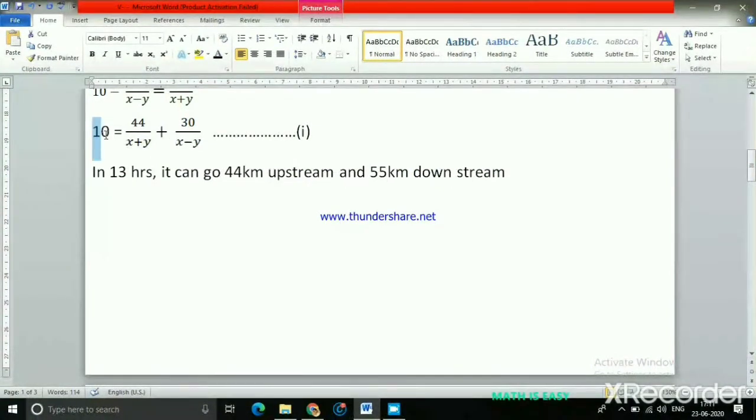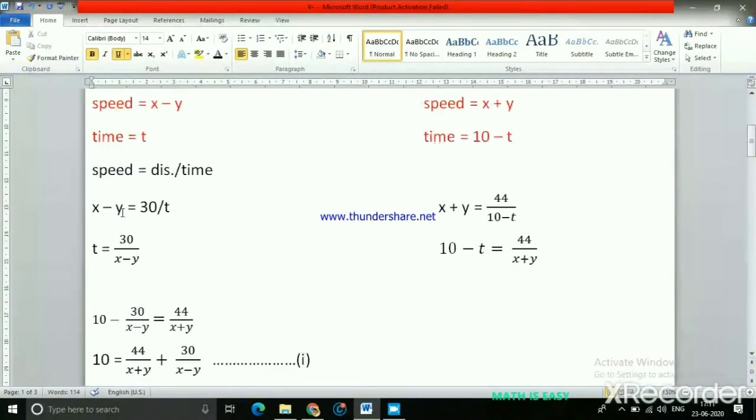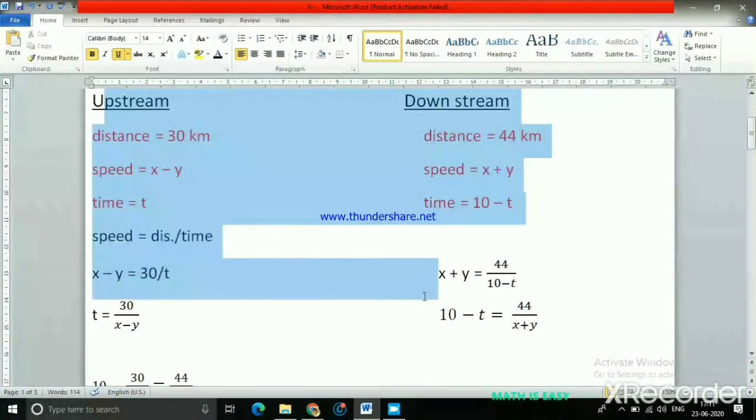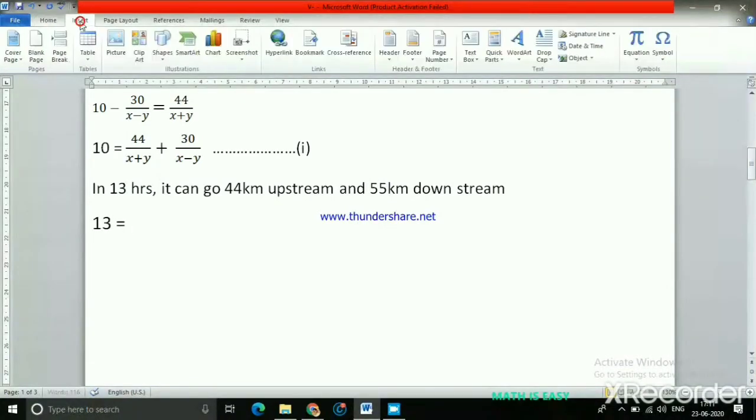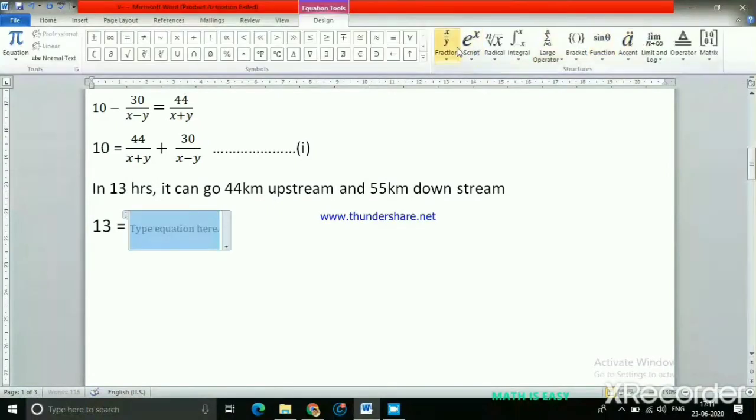So time 10 hours equals 44 km downstream. Here x plus y is the downstream speed, and 30 km upstream, and speed is... So according to this, instead of writing this whole story every time, you can simply write here, simply it will come 13 equals to, whatever the timing you have, 13 equals to, let me insert the equation.